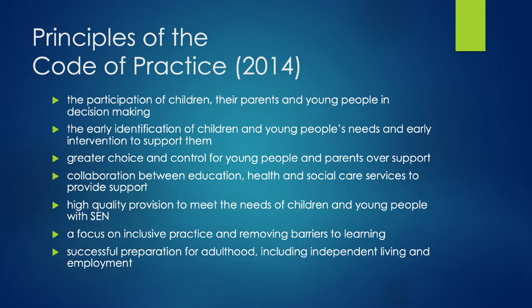Greater choice and control for young people and parents over support. Collaboration between education, health and social care services. High quality provision to meet the needs of children and young people with SEN. A focus on inclusive practice and removing barriers to learning. And finally, the successful preparation for adulthood, including independent living and employment.